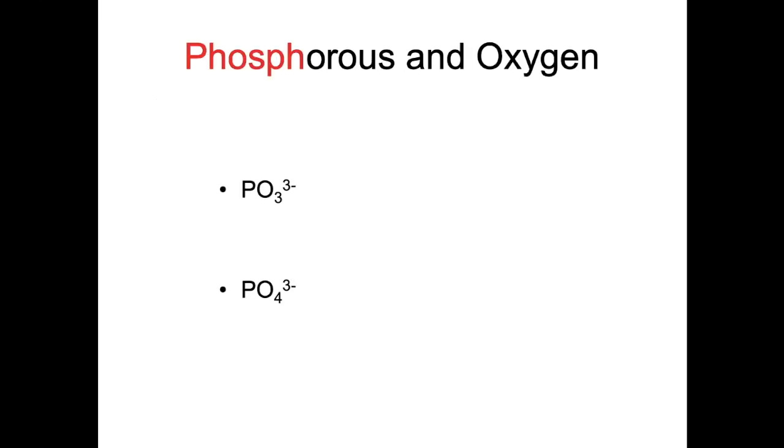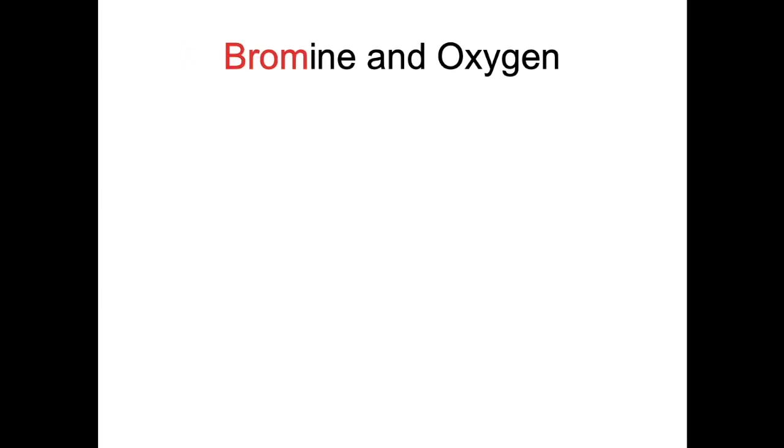So let's look at an example here. We've got PO3 -3 and PO4 -3. Take a minute to see if you can write the names for these. All right, let's see how you did. PO4 has more oxygen, so it is phosphate. PO3 has one less oxygen, so it's phosphite. Let's also look at bromine and oxygen as an example. Take a minute and see if you can write the names for these four oxyanions.